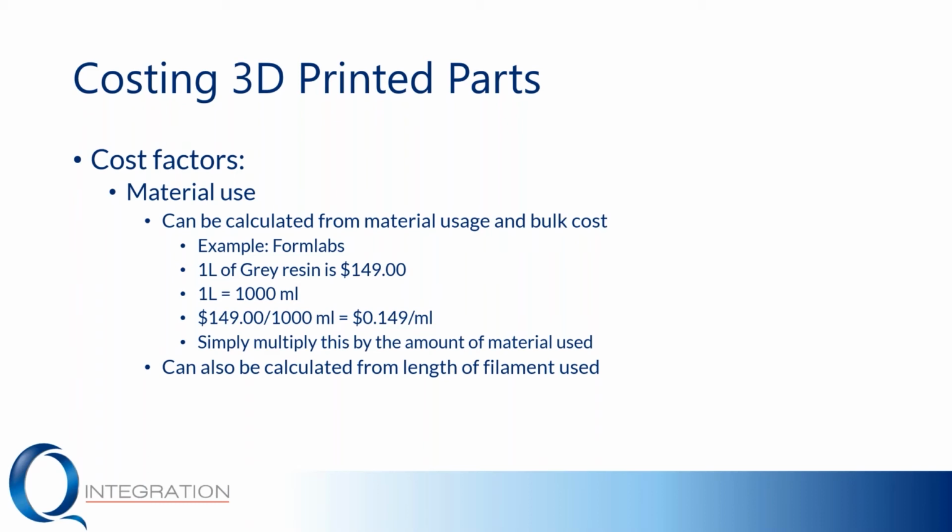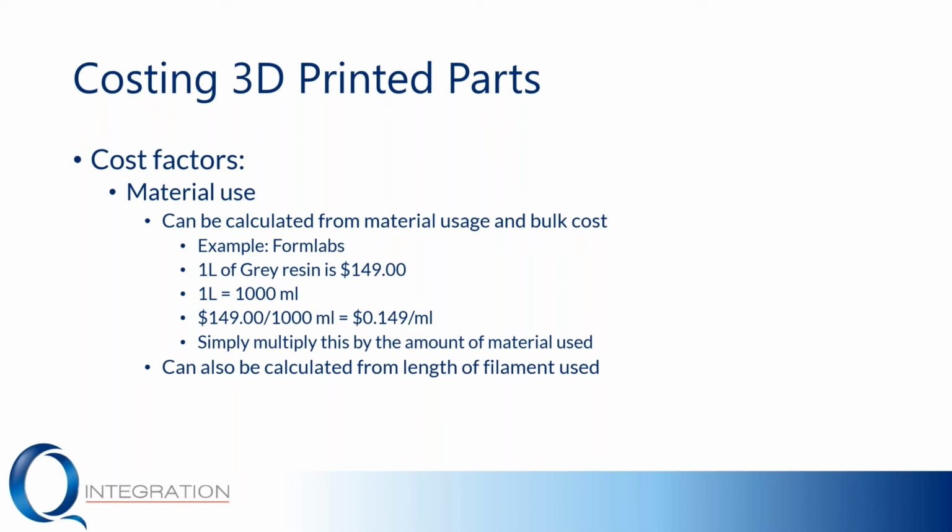I'll use our Formlabs printers, for example. They'll give you the volume of the resin you'll use in your print. All you really need to do is calculate the price per volume of the material you're using. In this case, it would be gray resin, which is $149 per 1,000 milliliters, which is 14.9 cents per milliliter, and you simply multiply this by the amount of material used for your part or your print job, depending on what you're costing.